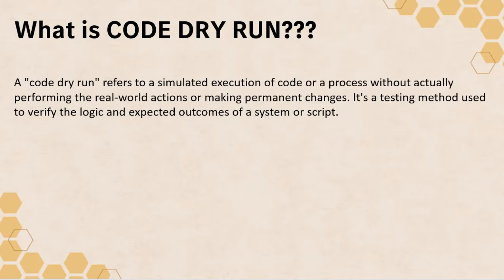So if you have a system, or let's say a program in this case, what is the expected output? Is the system behaving as per the expectations or not? Those sorts of things are there for the code dry run. Code dry run basically falls under a testing strategy where you get an understanding of what the system should do and then what your particular system is doing. So that is the main idea of code dry run.